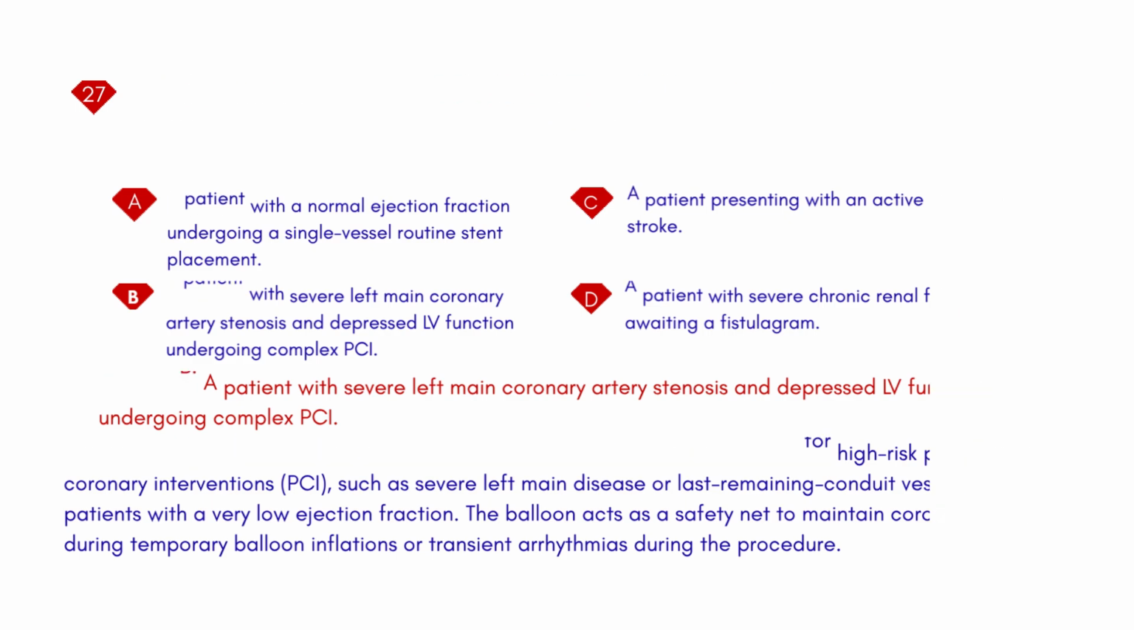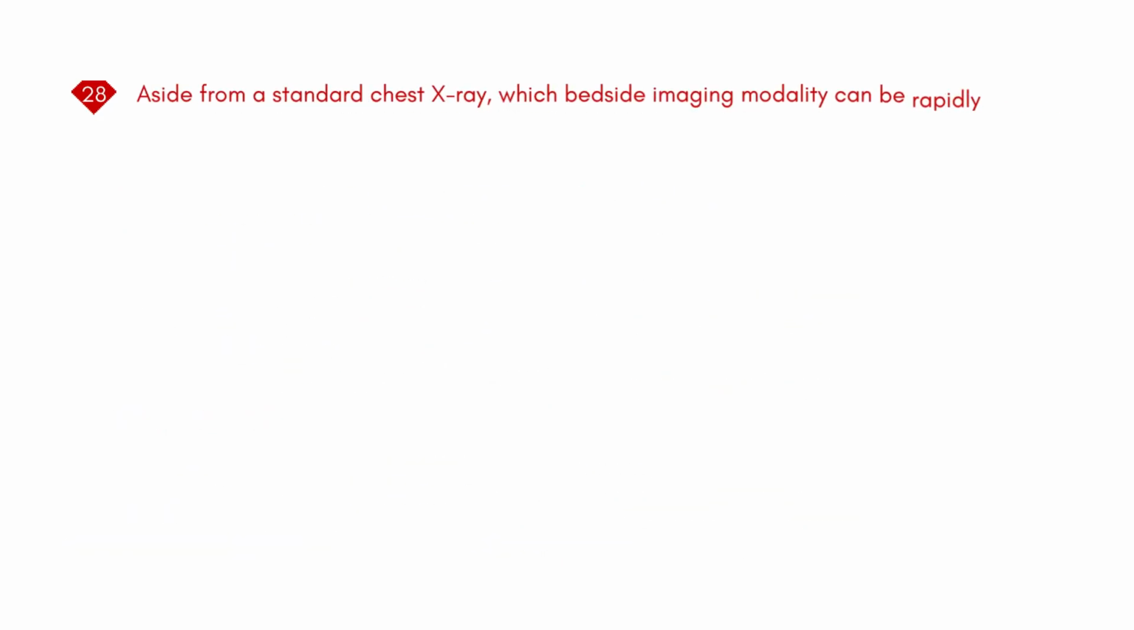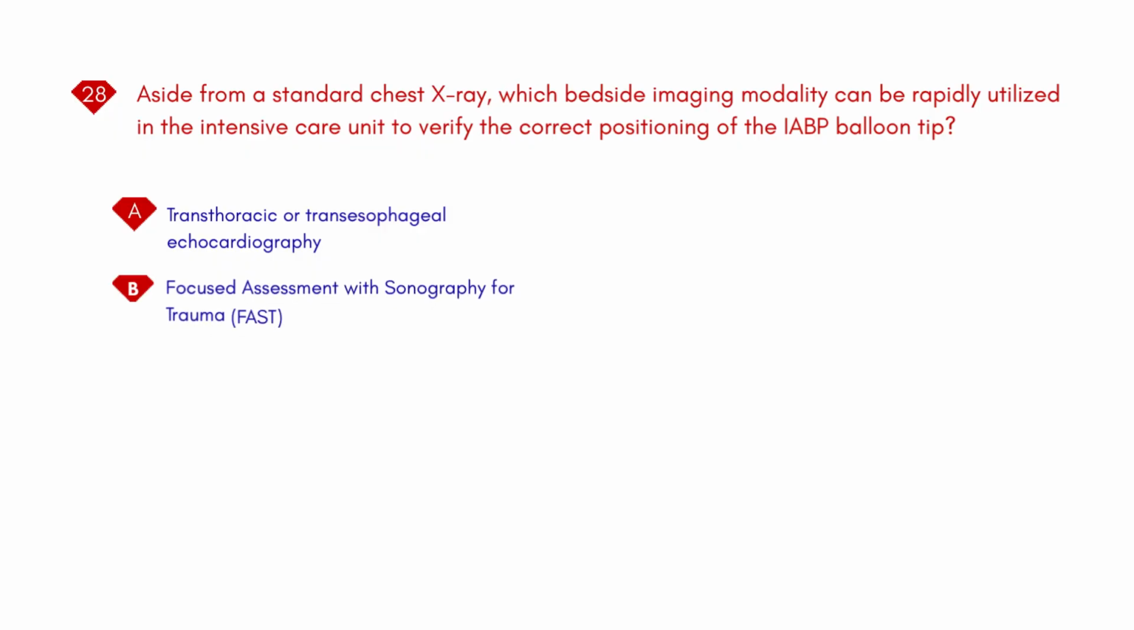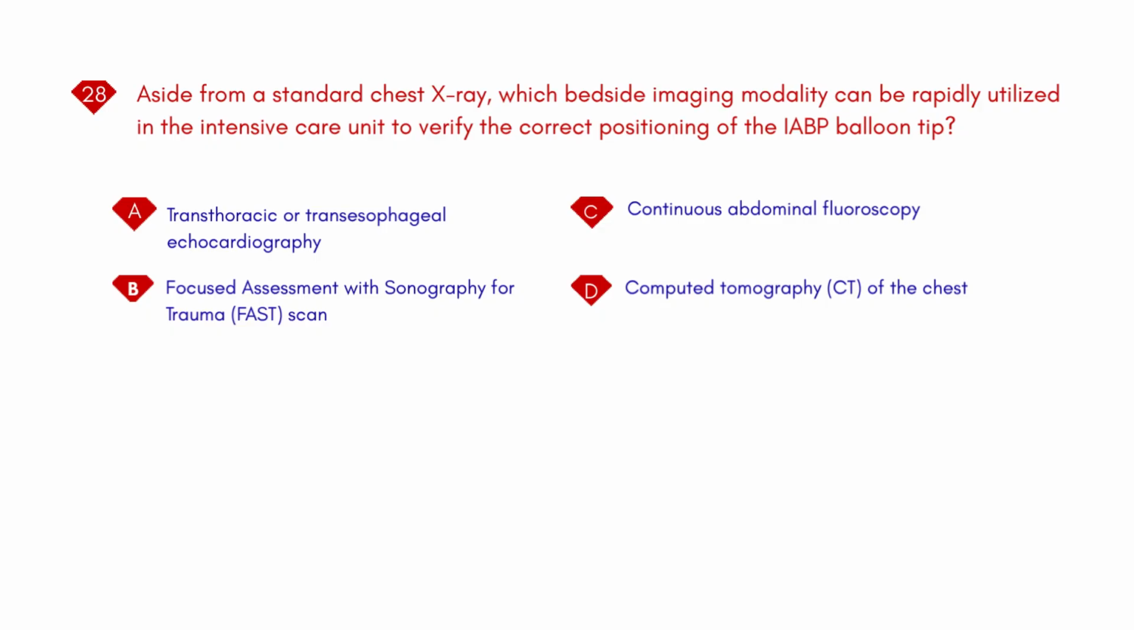procedure. Aside from a standard chest X-ray, which bedside imaging modality can be rapidly utilized in the intensive care unit to verify the correct positioning of the IABP balloon tip? A. Transthoracic or transesophageal echocardiography. B. Focused assessment with sonography for trauma, FAST, scan. C. Continuous abdominal fluoroscopy. D. Computed tomography, CT, of the chest.